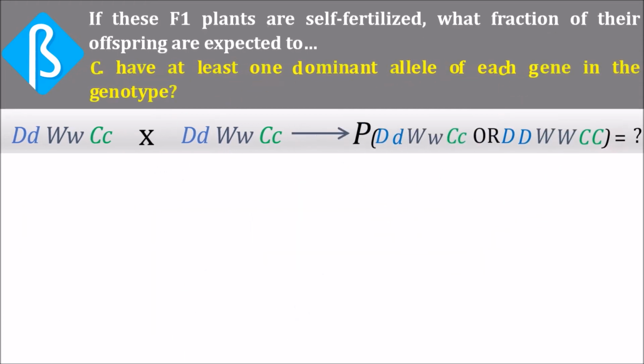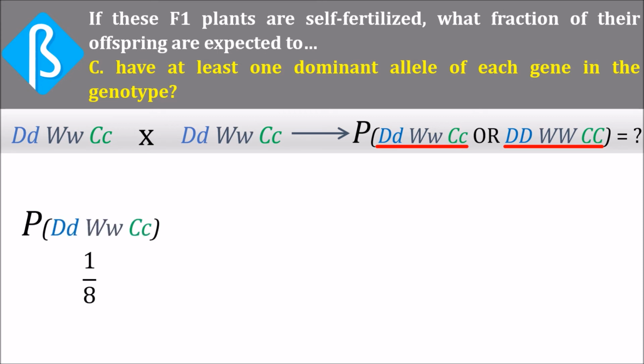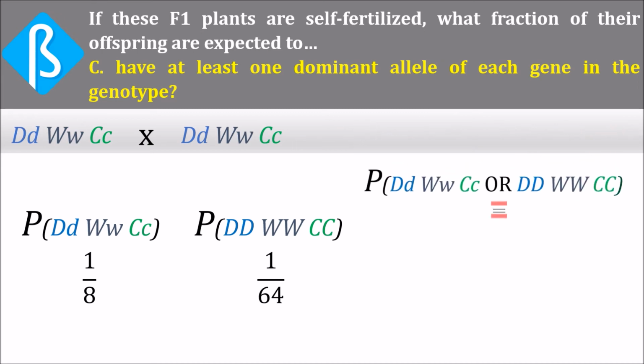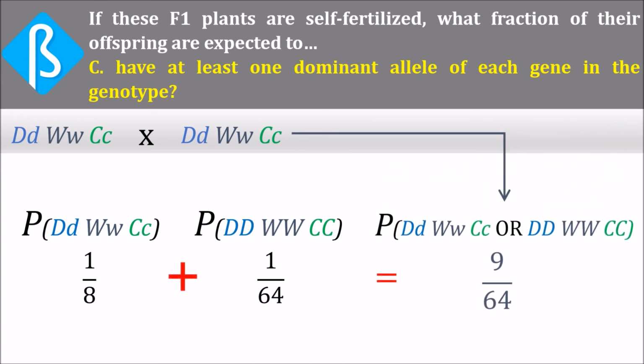What is the probability that it has at least one dominant allele of each gene in the genotype? Now, here there are two possibilities for the plant having at least one dominant allele of each gene. It could be heterozygous or it could be homozygous dominant. Well, we have just calculated the probabilities for both of these genotypes, which was 1 by 8 for heterozygous and 1 by 64 for homozygous dominant. As these are mutually exclusive events, by combining them, the addition rule will be followed, and the answer will be 9 by 64. So, did you solve it by yourself?